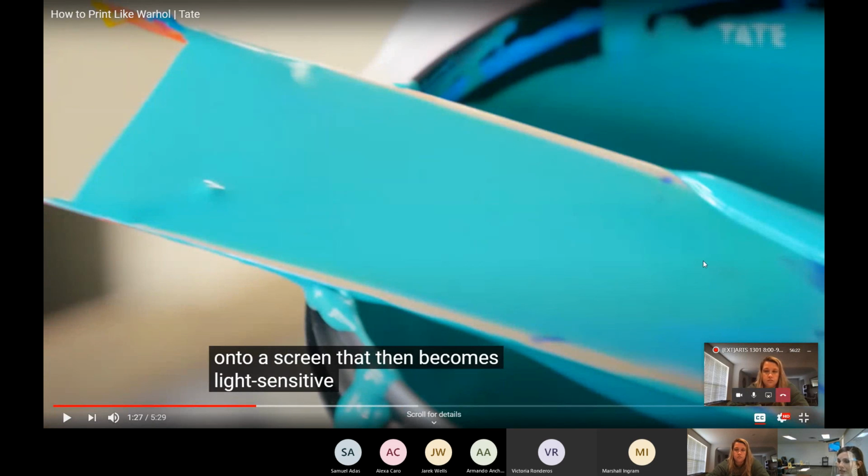That teal colored thing is a photosensitive emulsion, meaning it's light sensitive. So right now it's liquid, but if it's exposed to light, it's going to harden. She's going to use those blacked out stencils to make certain areas harden and certain areas stay liquid.